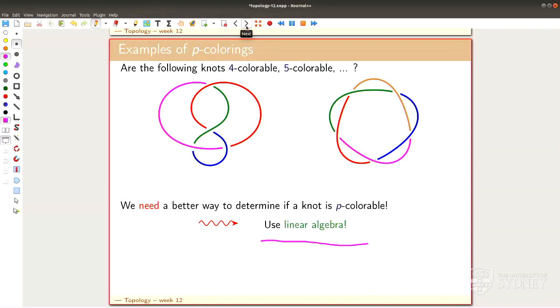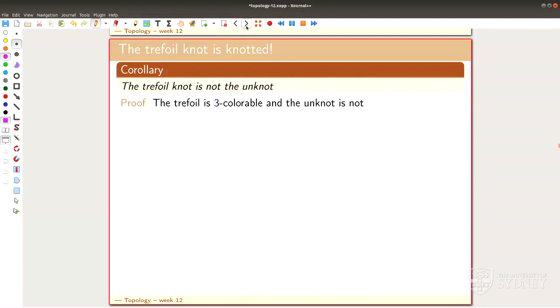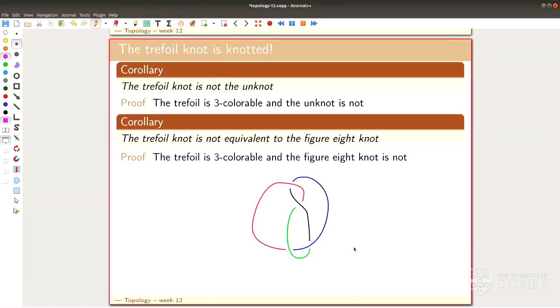Let's start with an example. Let me repeat what we have seen. What we want to do is exactly this one here, just for the figure eight knot, or for other knots as well. For example, here, this one. Now, again, it looks like it uses three colors, the figure eight knot. And you can also tell knots apart, because, for example, the figure eight knot is not three colorable, so it can't be a trefoil. And this statement is centered around the trefoil.